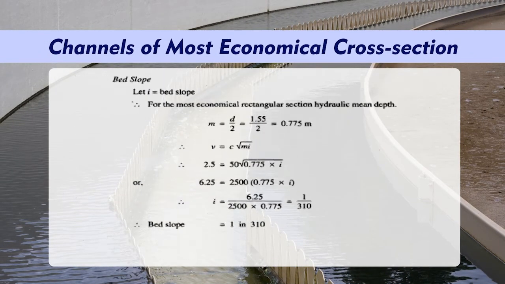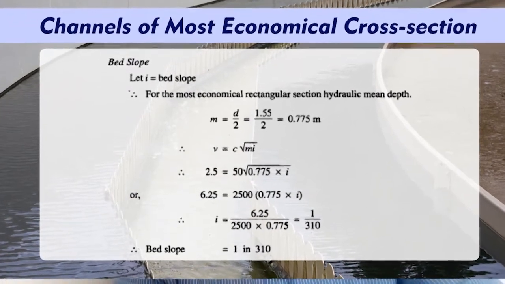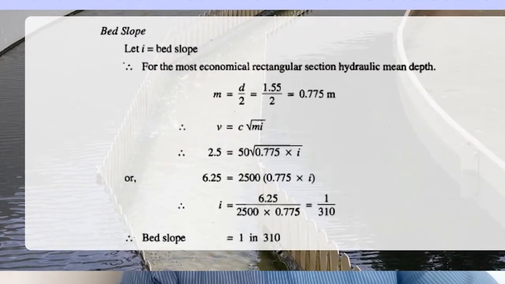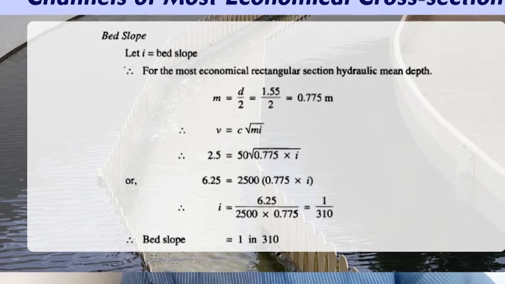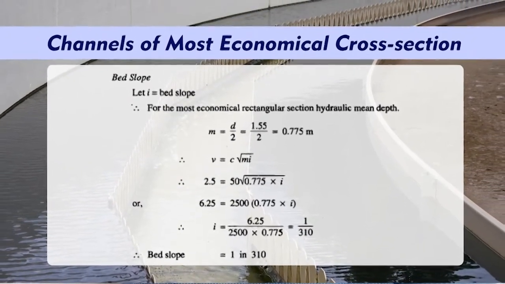Now bed slope. Let i be the bed slope. For the most economical rectangular section, hydraulic mean depth m is equal to D by 2, which is equal to 0.775 meter. V is equal to C into root of m i. So put all the values here: V is equal to 2.5, C is equal to 50, and m is equal to 0.775. So we calculate i is equal to 1 in 310. So bed slope is equal to 1 in 310.